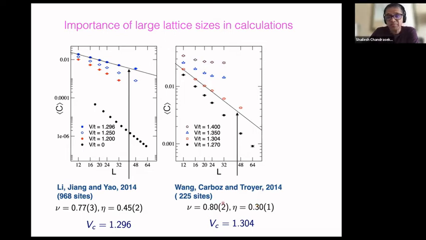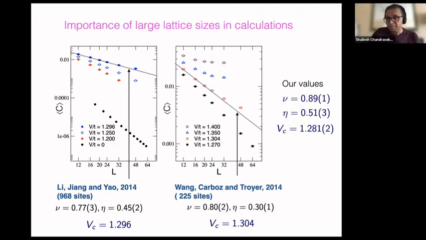And after some time, the group of Hong Yao came by and did slightly bigger lattices, 1,000 sites. And they were able to show that the critical point actually moved slightly, and that the critical exponents changed significantly. And remember, we should compare this with our values on much bigger lattices, and the drift is now clear.